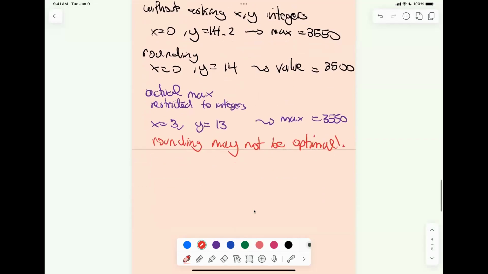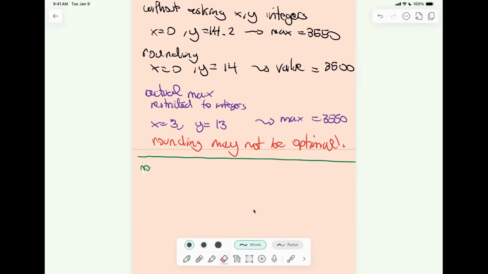But anyway, the important thing about this example is that rounding sometimes seems to work, but other times does not work. Okay, so now I'm going to explain how we are going to solve this using a linear program, and you'll see it's a very clever solution. So now, how are we going to solve this?